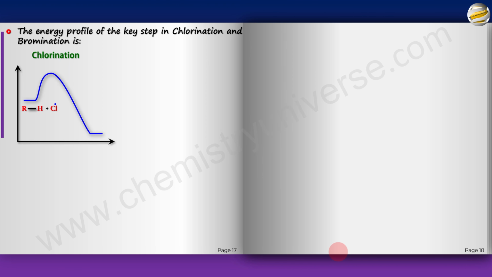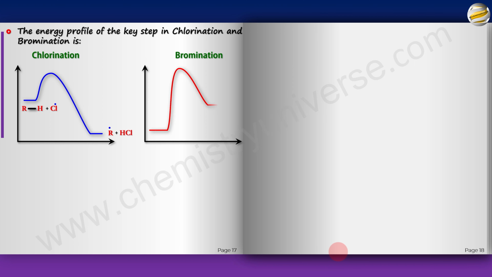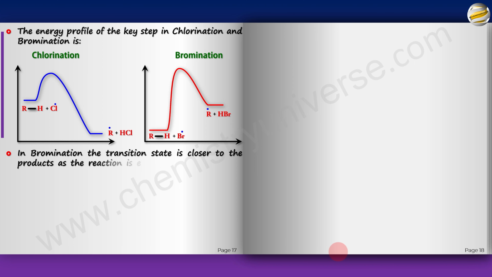RH and Cl dot, R dot and HCl. For bromination, it is like this. RH for Br dot, R dot and HBr. Endothermic. Now in bromination, the transition state is closer to the product as the reaction is endothermic.